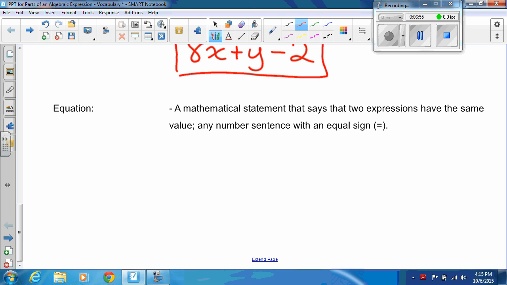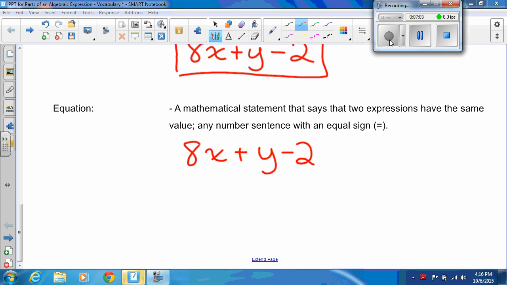So now we might say that 8x plus y minus 2 equals, and we can say something over here like maybe equals 20. And then we could solve for x and also for y at some point when we get to doing that. We're not going to be doing that here, though, now. We're just going to solve for single variables like x or y.